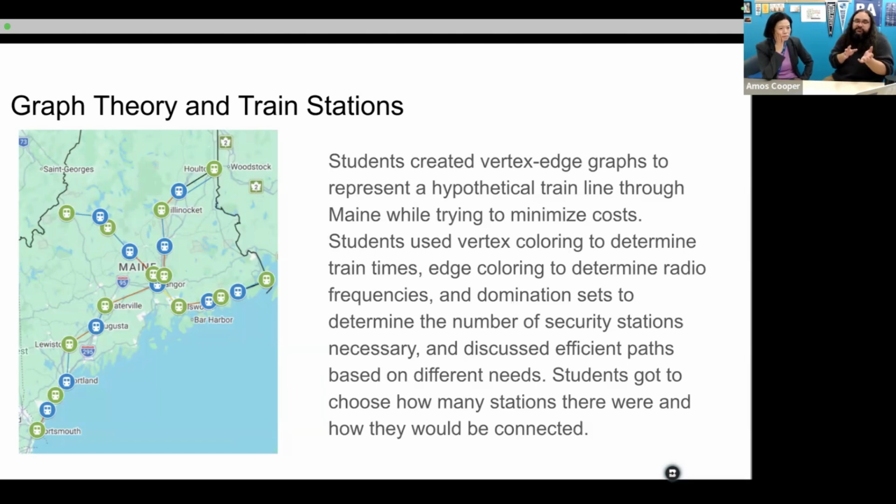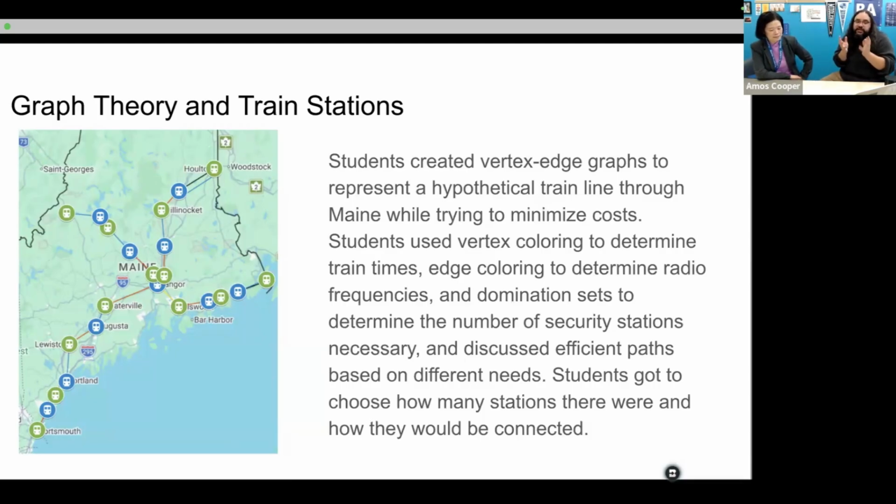This project was specifically: here is $1 billion to make a train system for Maine. How can you meet these 12 criteria? It was a really cool project and students got really into it. Every vertex that's next to each other is a different color. Edge coloring means that if two edges connect to the same vertex, they can't have the same color. So the different edges represent radio frequencies, and the different colors represent train times.